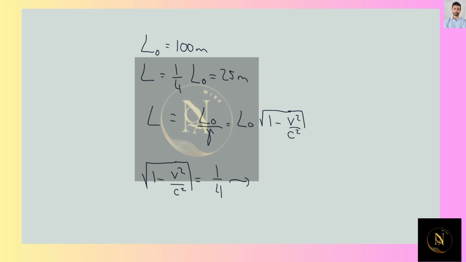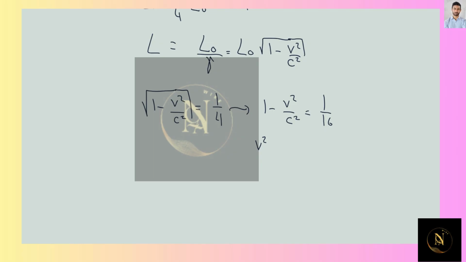From here, we can directly see that 1 minus v squared over c squared needs to be equal to 1/16, because I'm simply squaring both sides of the equation. Next, we can isolate v squared over c squared, which needs to be equal to 1 minus 1/16, which is equal to 15/16, of course.